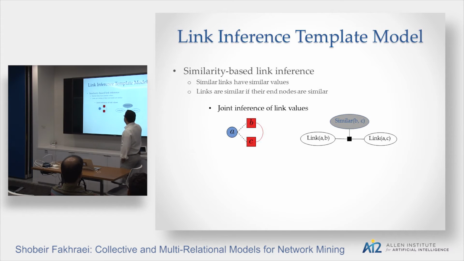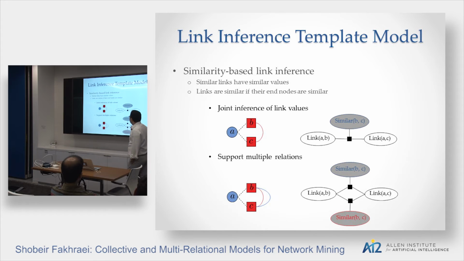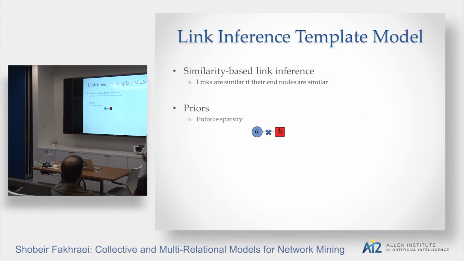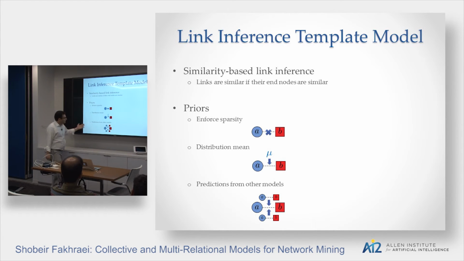You can see that we can make joint inference with this. We can connect two unknown links together. We can support multiple relationships because we can support multiple similarities here. And priors, we can enforce the sparsity on the network. Say that in this network, I know that a lot of interactions don't exist. So we put a sparsity prior on it. We could put distribution mean or other characteristics of the distribution here. For example, I know the average rating of this person is 2. The average rating of this person is 4. So I'll put a prior of 2 for one user, 4 for the other one. I could put predictions from other models here. For example, I ran matrix factorization on it. I already have a prior here. I can add it to the model.